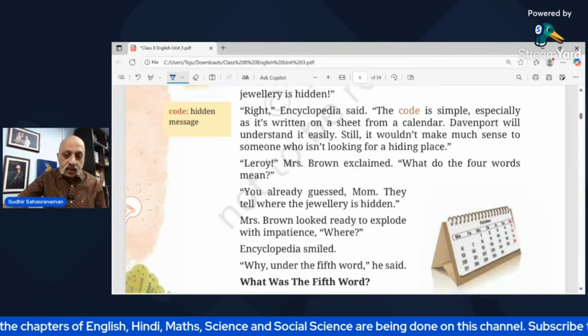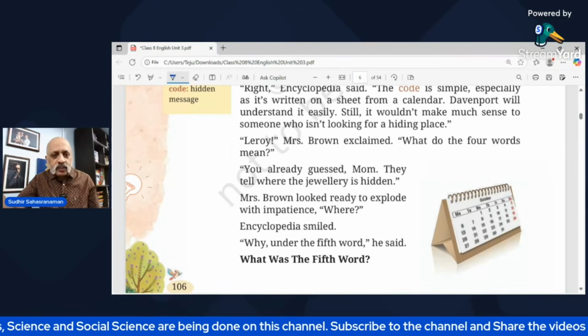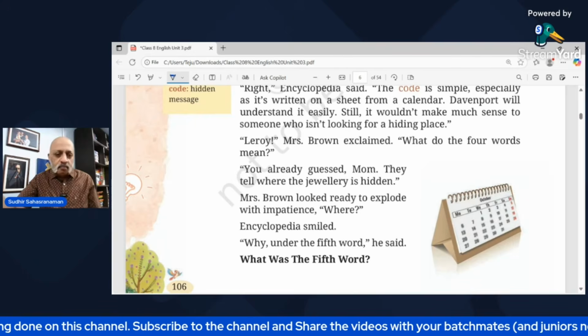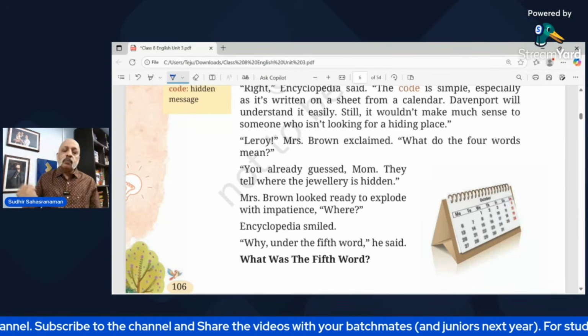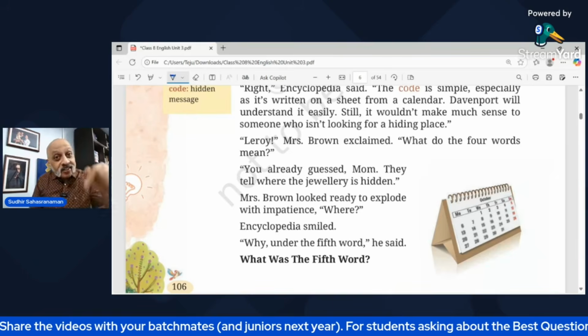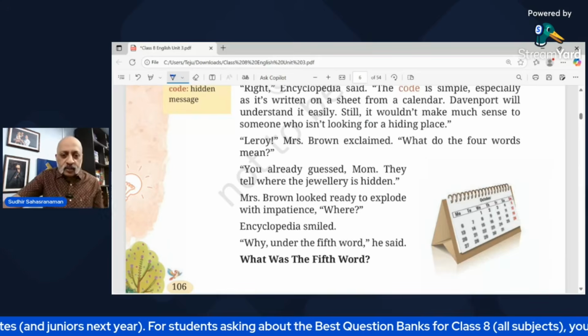Very important. "Leroy," Mrs. Brown said, "what do the 4 words mean?" "You already guessed, Mom. They tell where the jewelry is hidden." Mrs. Brown wrote, ready to explode with it. "Oh God, where?" Encyclopedia smiled. "Under the 5th word." "What was the 5th word?" "There is no 5th word. There are only 4 words."